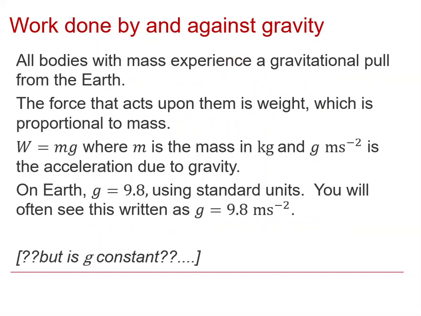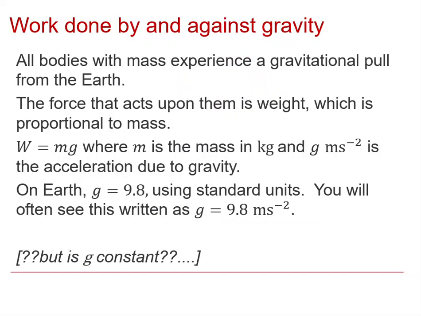Now, all bodies with mass experience a gravitational pull. The force that acts upon them is weight, and it's proportional to mass. So it must be of the form mg, where g would therefore be a constant of proportionality, but it's what we call the acceleration due to gravity. g metres per second squared, to give it its full description, is the acceleration due to gravity. Well, why use a g? Because surely it's always the same. Well, we tend to take g as 9.8, which is an approximation. A better value is 9.81, sometimes just 10, according to how accurate you want to be.